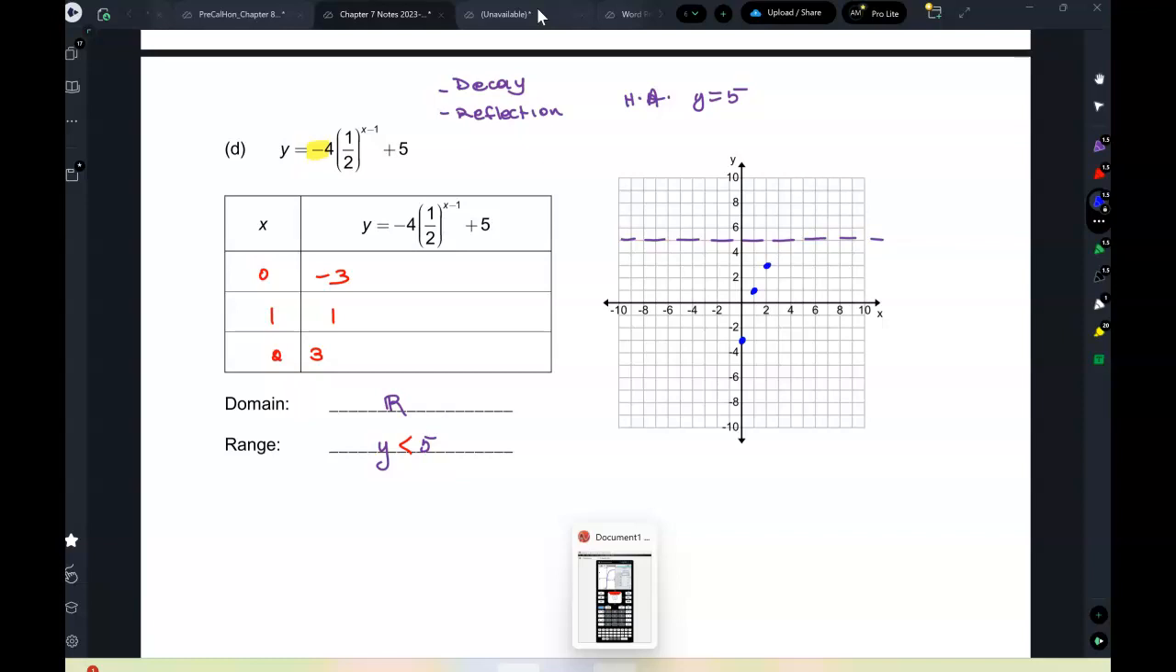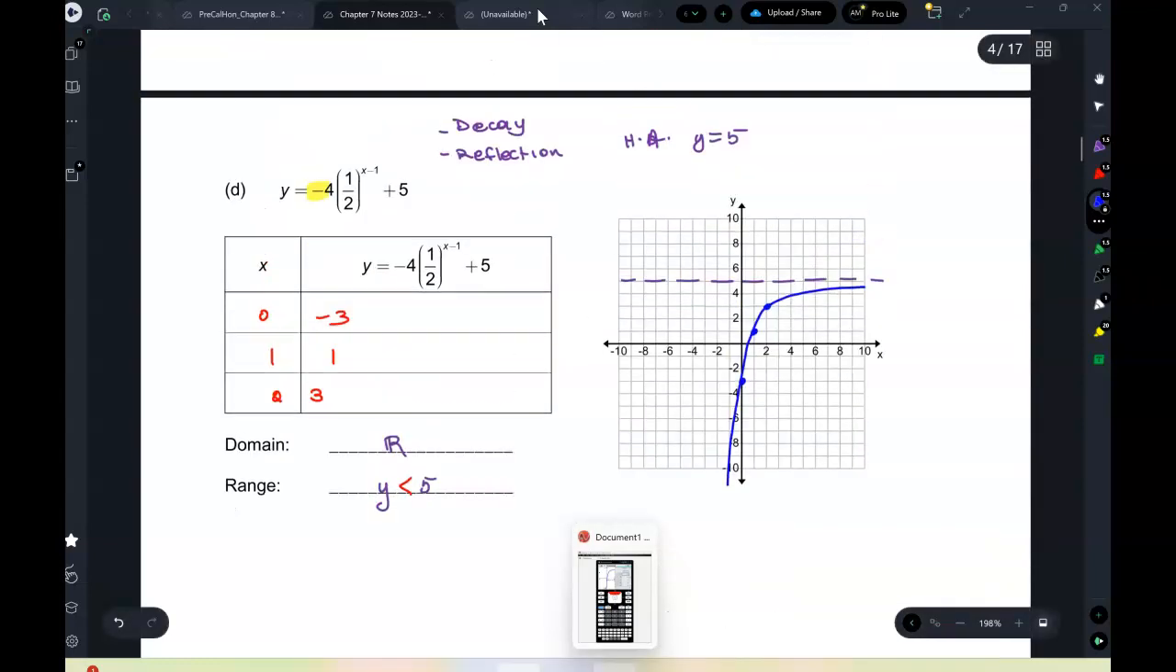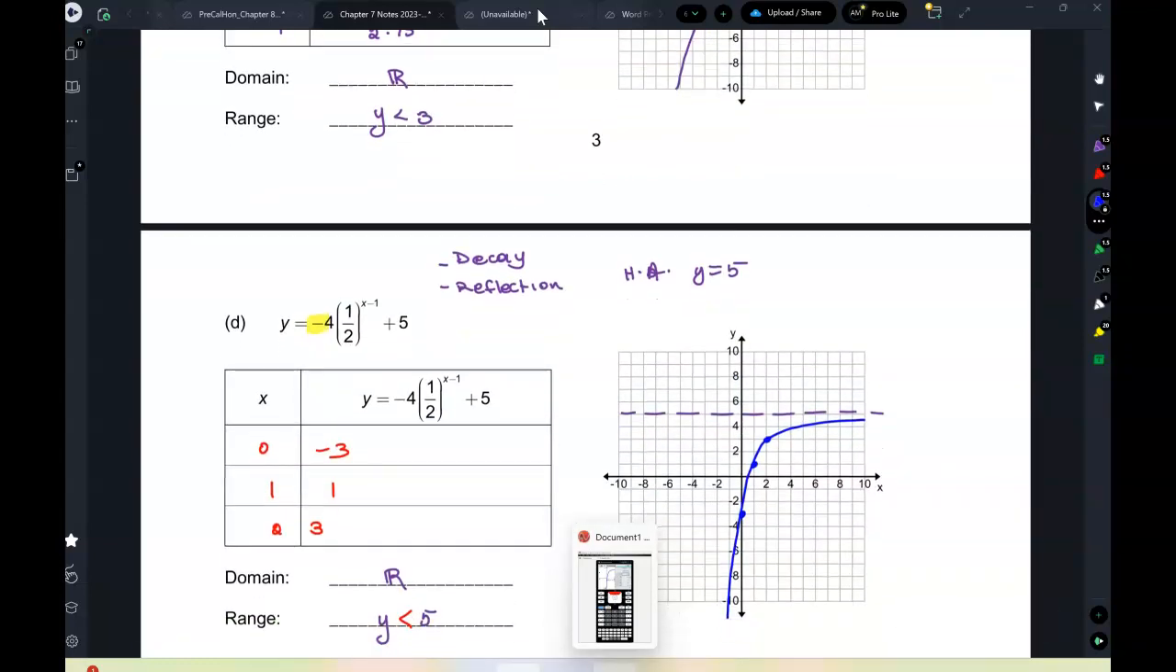So that's how that goes. Okay, and that's where we're stuck. So the homework is a worksheet, and I'll put it online as well.